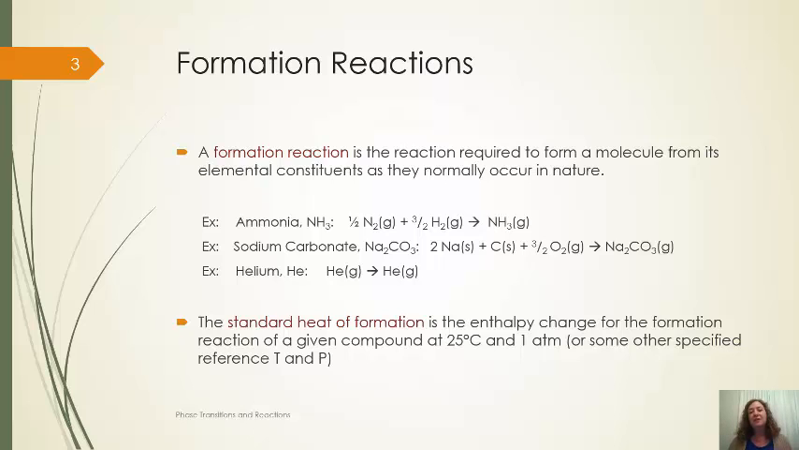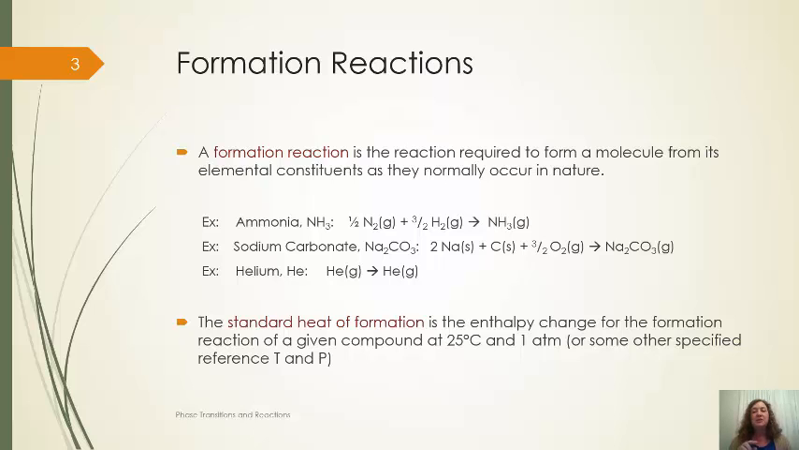Sodium carbonate is Na2CO3, so I need 2 sodium atoms, 1 carbon, and 3 oxygen. And so sodium appears in nature as a solid, carbon also is a solid, and oxygen is a gas. And so we get these various formation reactions. Now some things like helium are simply the elemental form, right? So therefore that formation reaction would simply be helium as a gas makes helium as a gas.